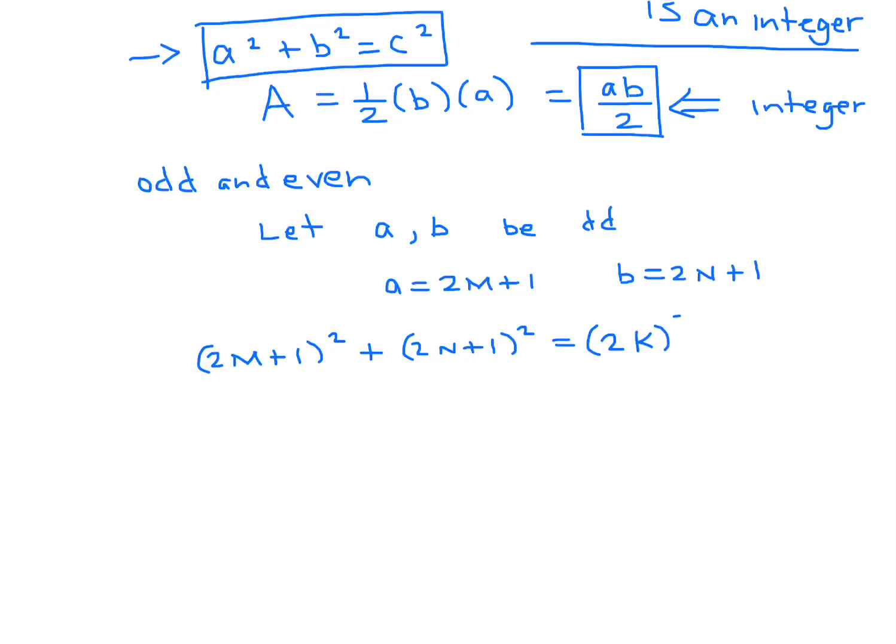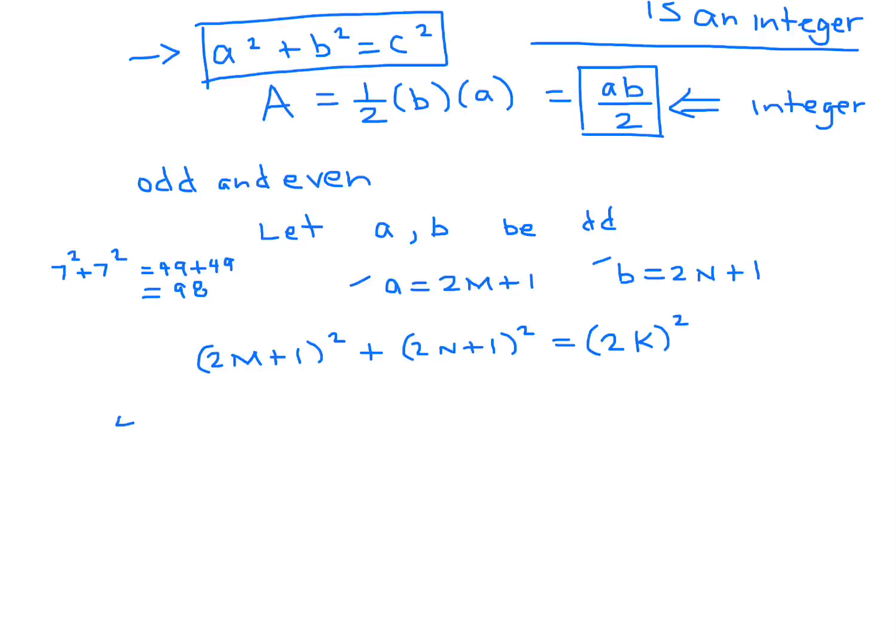2k for c. Why? Because if both a and b are odd, and a squared plus b squared is equal to c squared, c must be an even number. Like, you can try it. Let's say you had 7 and 7 as your two odd numbers. If you take the square of this and add them, it becomes 49 plus 49, which is an even number. If you take two odd numbers and square them and add them, the result will be even. So that's why I put 2k for c.